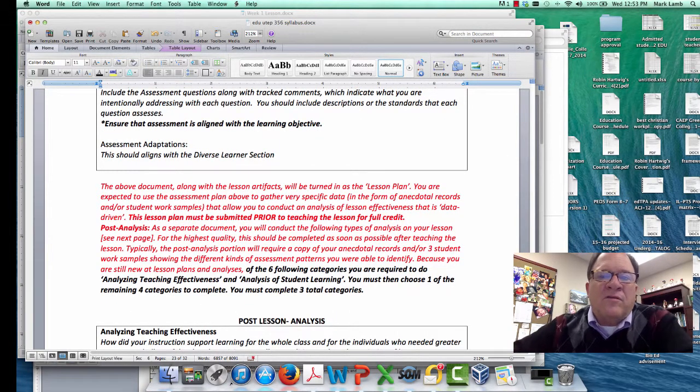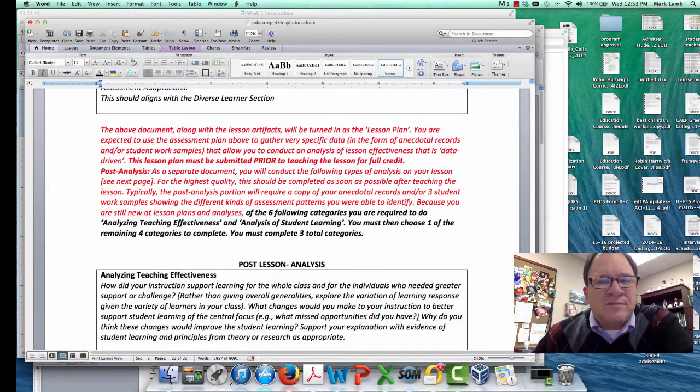Okay, and that document piece that we just spoke about will be turned in as the lesson plan, and you're expected to use the assessment plan above to gather very specific data about the performance of your students and understanding of your students on your lesson. And remember, you're going to be looking at that to assess how well you did and what changes you might make. So let's look at that, the post-lesson analysis.